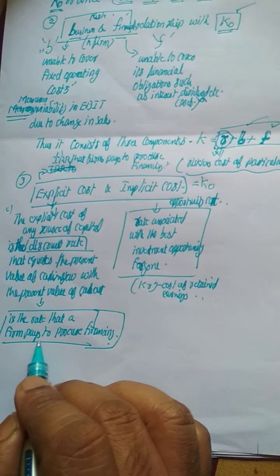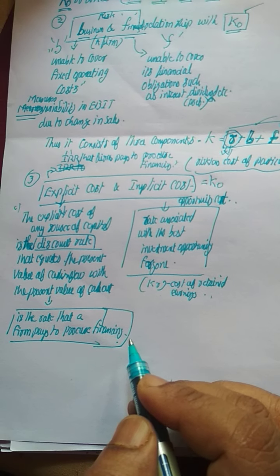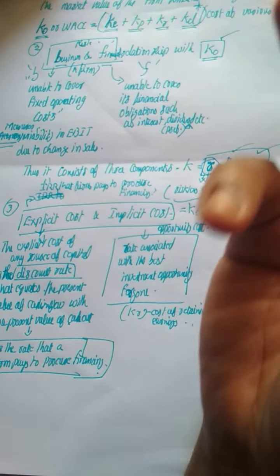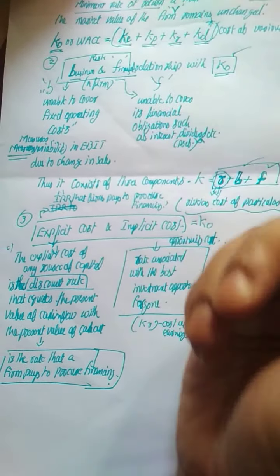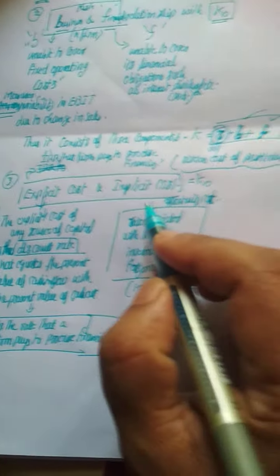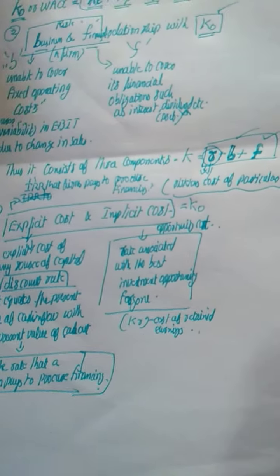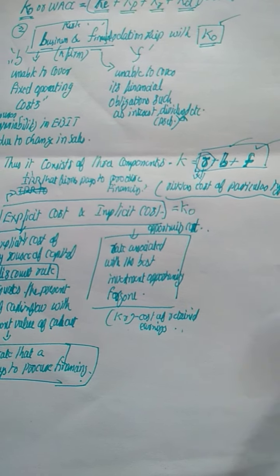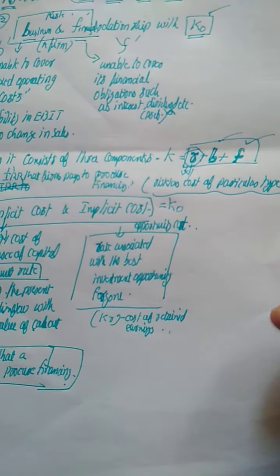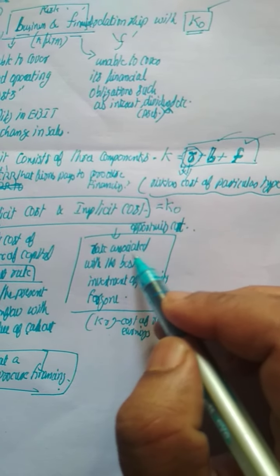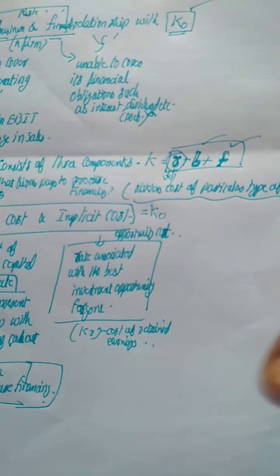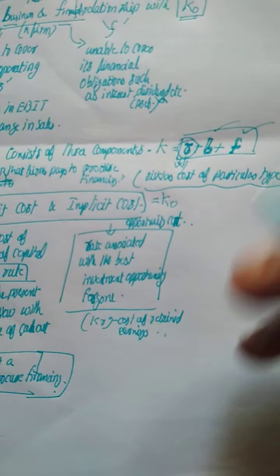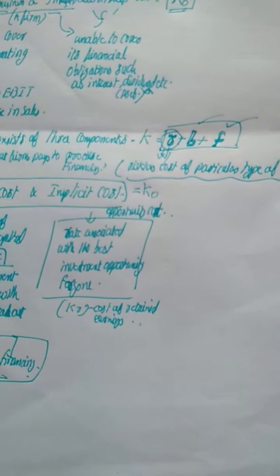It's the rate that a firm pays to procure financing. In very simple language, it is the rate that the firm pays for procuring finance. Whereas implicit cost is nothing else but opportunity cost. We have studied opportunity cost in many management subjects. What is it like in economics? Opportunity cost is the rate associated with the best investment opportunity foregone. So the cost of retained earnings is an example of opportunity cost.